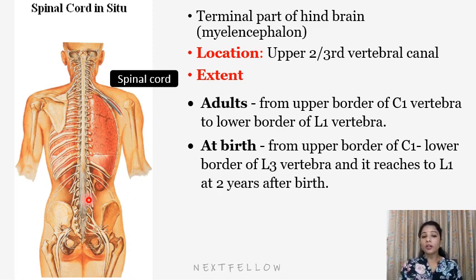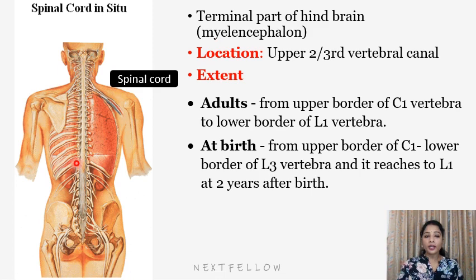So the spinal cord extends till the level of S2, the second sacral vertebra, during the 6th month of intrauterine life. And at the time of birth, the spinal cord reaches the lower border of L3, and in adults, that is after 2 years, it reaches L1. So in adults it is present up to the lower border of L1.